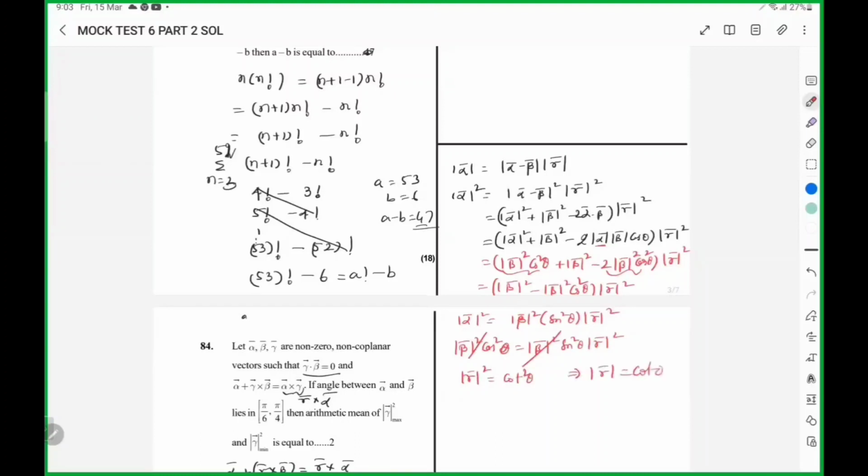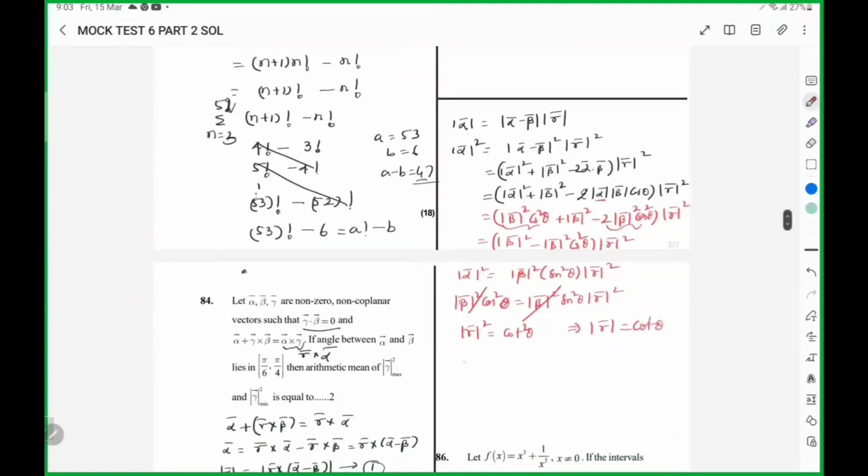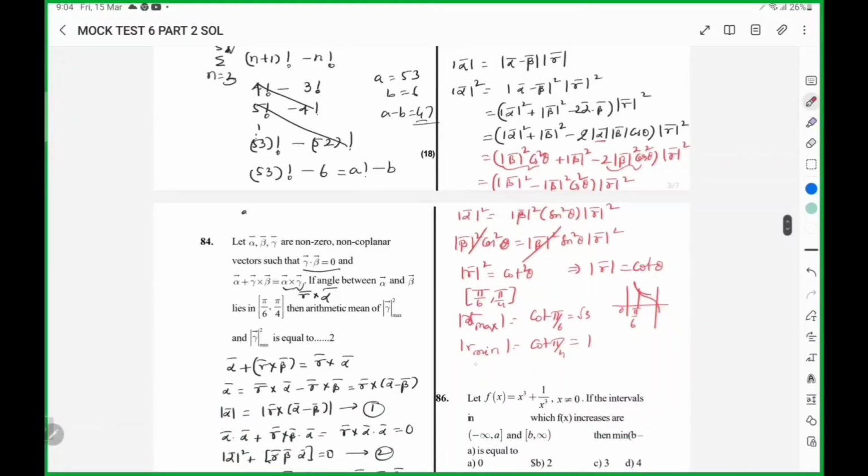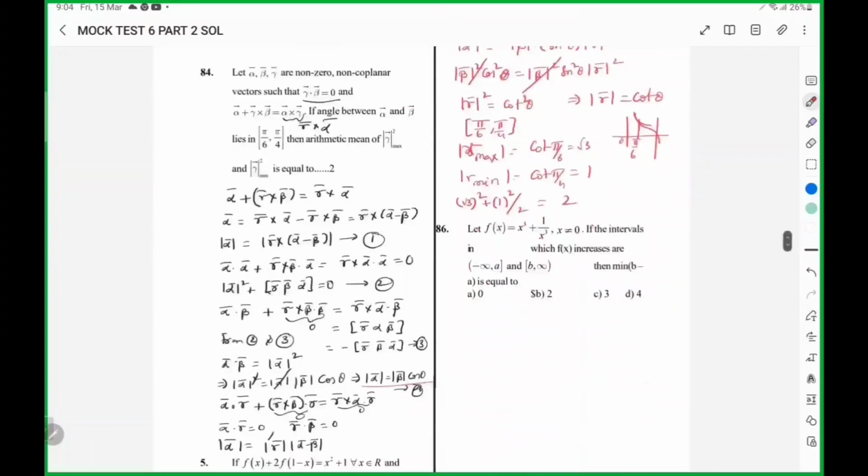Gamma is cot theta, he is asking. So over the interval pi by 6 and pi by 4, cot is a decreasing function. At pi by 6 it is maximum, cot pi by 6 is root 3. Gamma minimum will be cot pi by 4. So mean of squares, root 3 square plus 1 square by 2, which is 2.